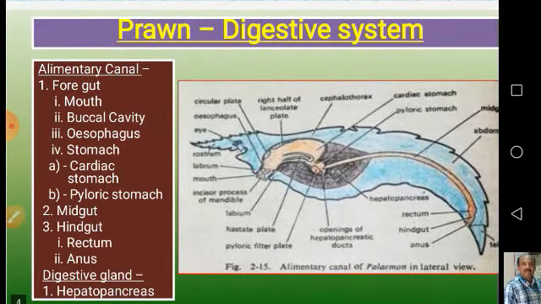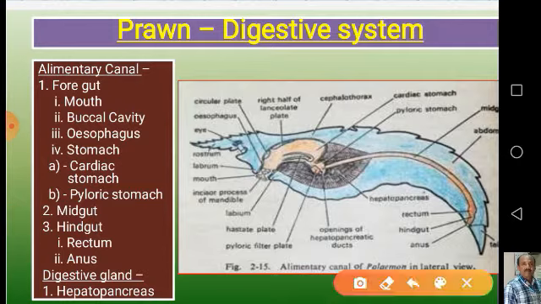Coming to the prawn digestive system, we can have a look at the figure. This is the prawn digestive system. As we discussed just now, under the structural aspect, two things come: one is the alimentary canal, the other is digestive glands. As the prawn possesses only one digestive gland, that is the hepatopancreas, only one digestive gland is included. Let us discuss the alimentary canal and its parts first.